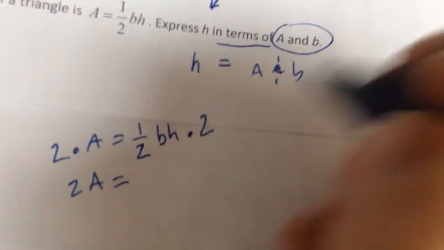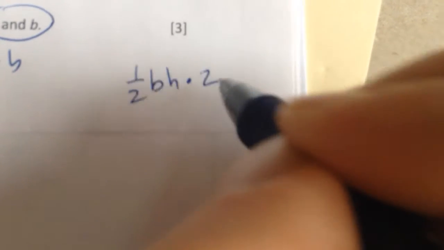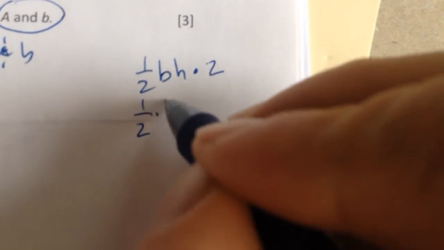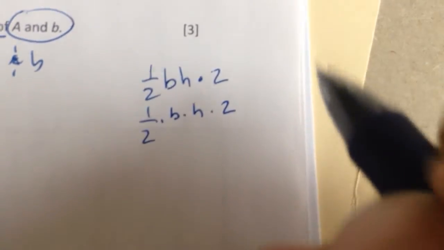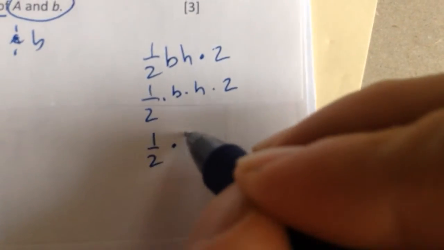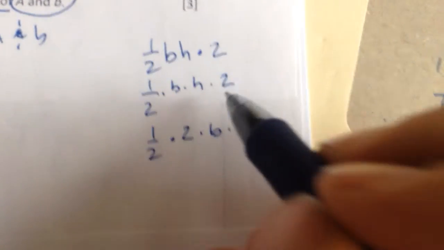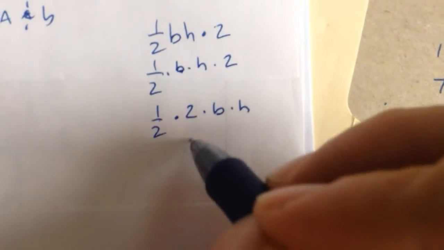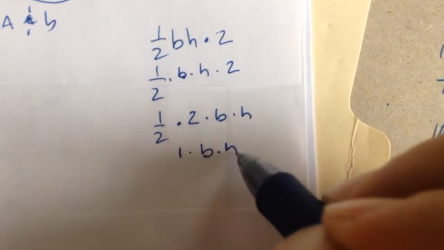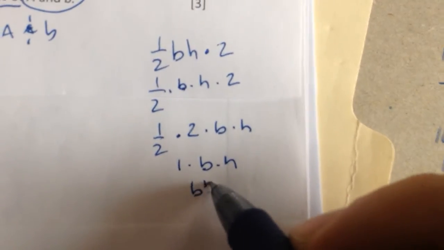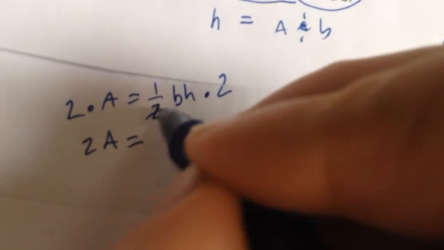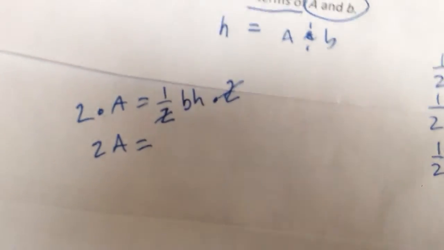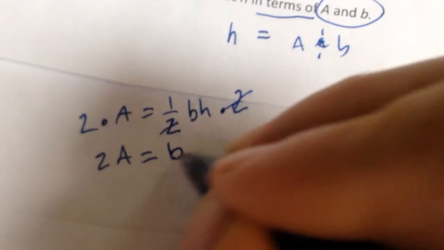Think of it like this with the commutative property. 1/2 base times height times 2. 1/2 times base times height times 2. 1/2 times 2 times base times height. The commutative property allows me to switch the order of multiplication. 1/2 times 2 is 1. 1 times b times h is just bh. So over here I get to what we say cancel or simplify to 1.